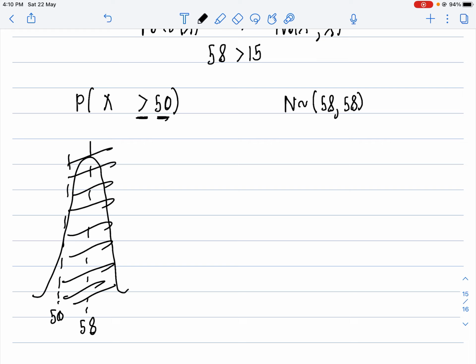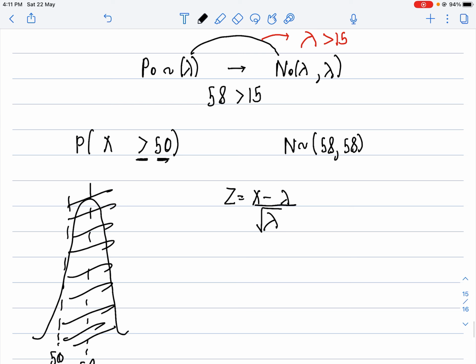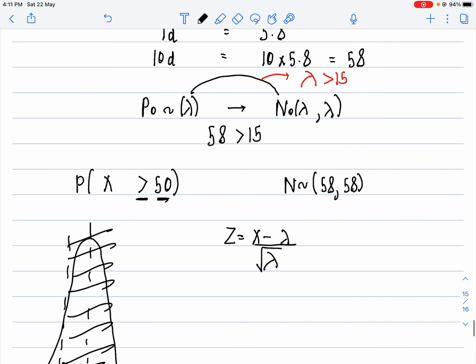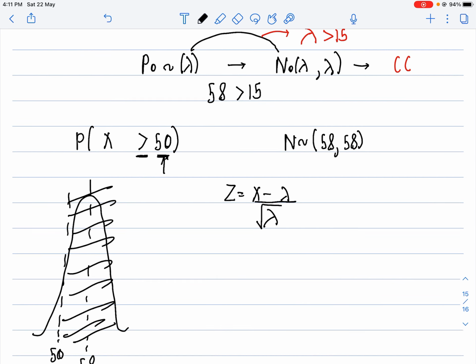For that, I know my formula is z equals the value minus lambda over the root of lambda, because I know lambda is the variance and I need the standard deviation. But now see, a very important thing. Whenever we convert from Poisson to normal, an important thing comes into play, which is called the continuity correction, which acts upon the test value, which is 50. Now I need more than 50, so the continuity correction goes 50 plus 0.5.